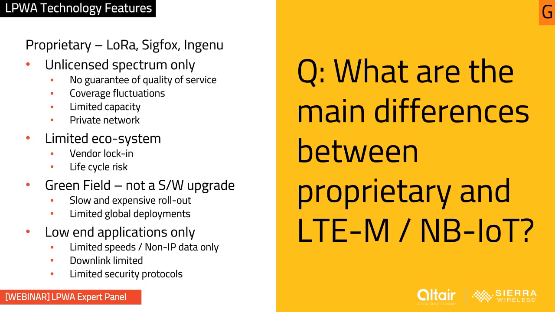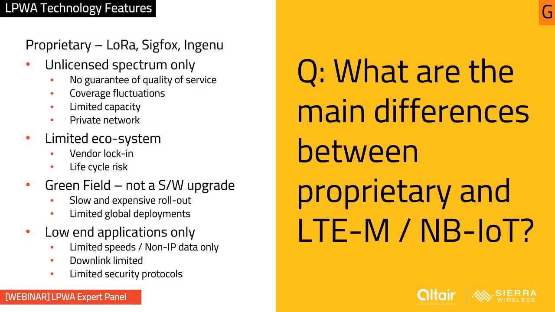For proprietary technologies, you have to deploy new base stations, so a greenfield deployment, whereas LTE-M and NB-IoT, for example, are software upgrades to the infrastructure. This is how some of the big operators like AT&T, Verizon, Telstra, and many others were able to literally overnight upgrade hundreds of thousands of base stations to support LTE-M and NB-IoT.